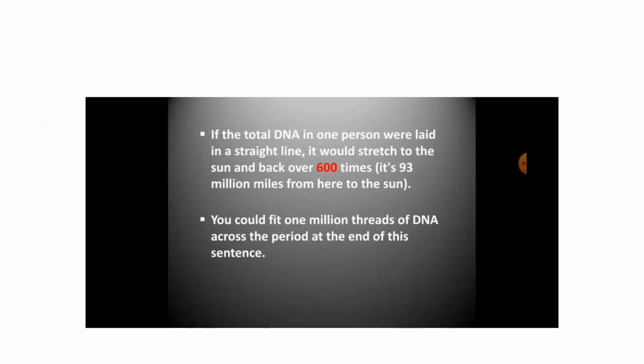If the total DNA in one person was laid in a straight line, then it would stretch to the sun and back over 600 times. The sun from Earth is 93 million miles away, so you can see the total DNA of a person is so long. If you stretch it, that is all compacted in our cells. And you could fit 1 million threads of DNA across the period at the end of this sentence.